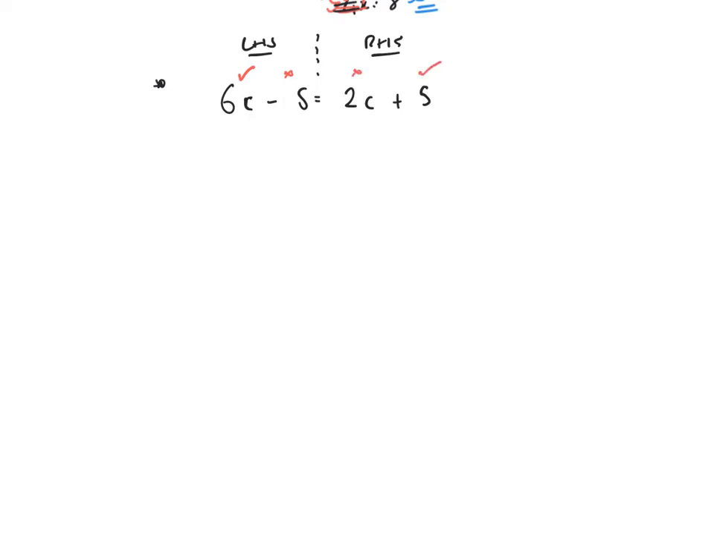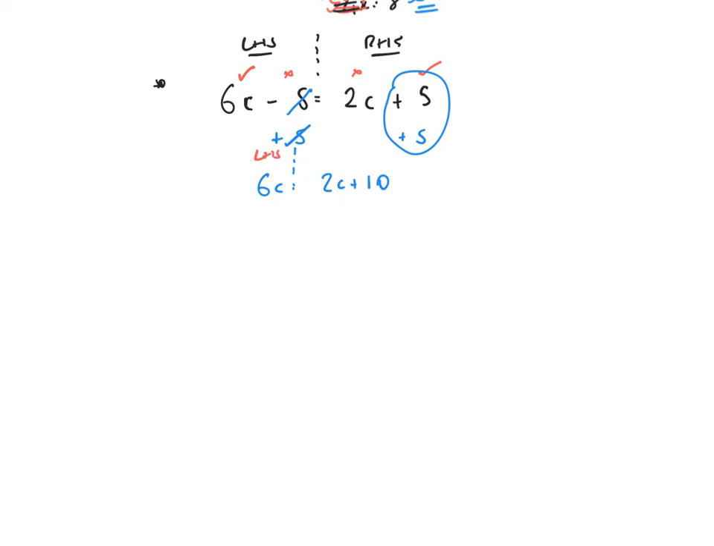And 5 is okay. Okay, so first of all, I'm going to get rid of the minus 5 by adding 5 to both sides. They cancel out, leave me with 6c equals 2c plus 10. Let's go through it again.